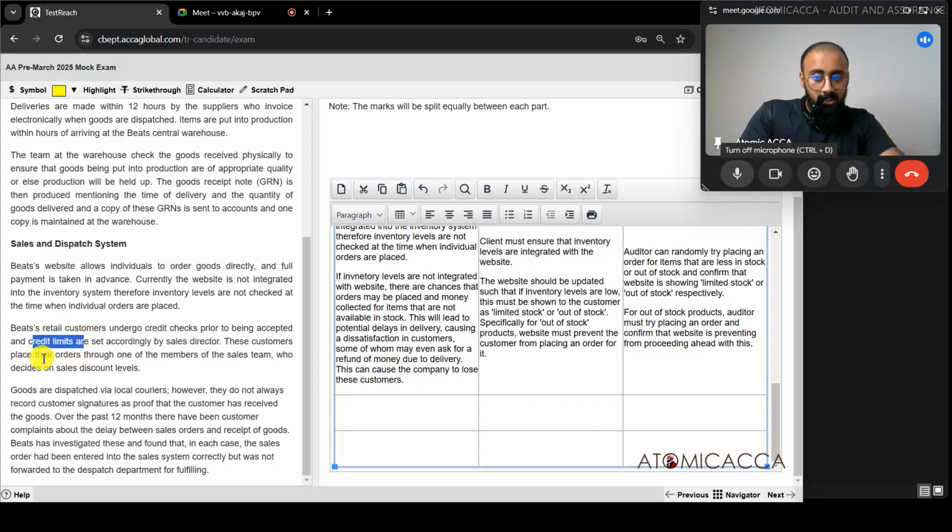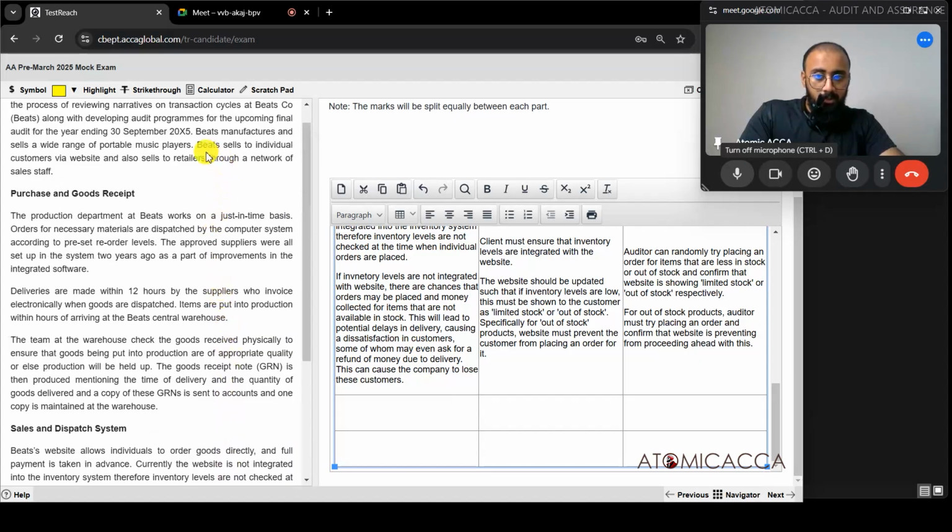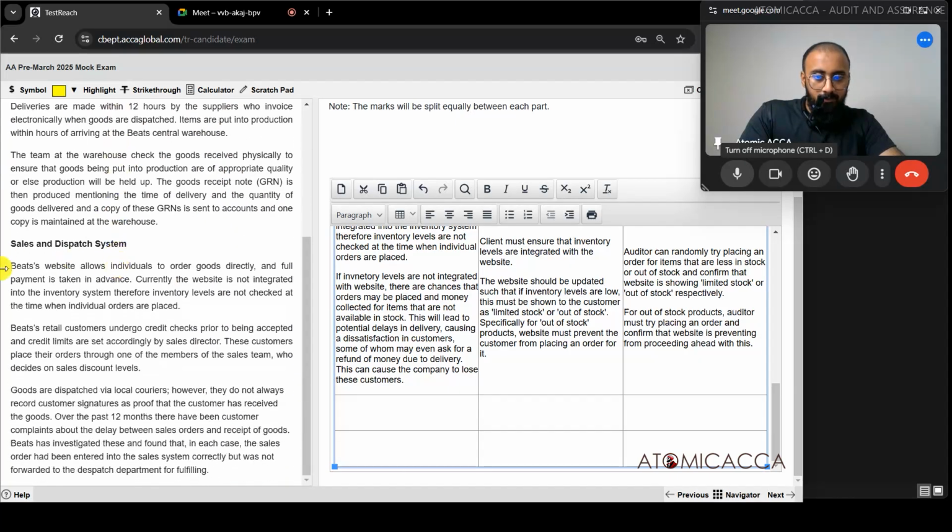These customers place their orders through one of the members of the sales team, because they're doing it through a network of sales staff, who decides on the sales discount level. Now, credit checks and credit limits are done by the sales director. This is a good control. But sales discount is being given by the sales team. Now that is not good, because the sales team is at a junior level position, and if they are the ones deciding what discount level is to be given to the customer, automatically things will not go smooth. Why? Let's just think practically.